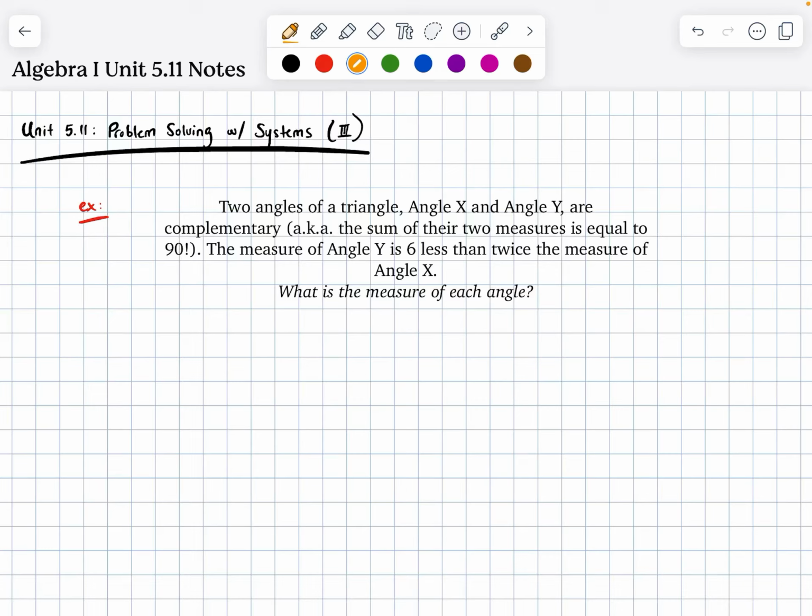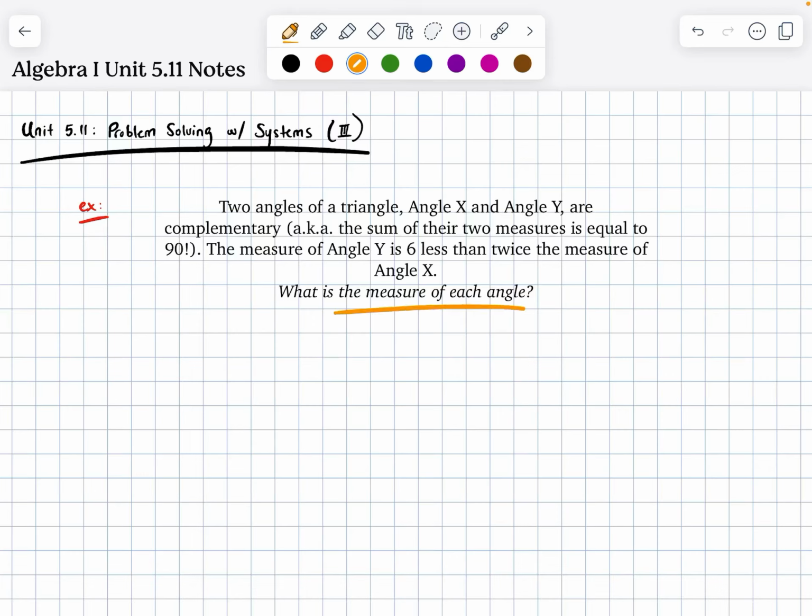Let's get into it. First up, two angles of a triangle, angle x and angle y, are complementary, meaning that the sum of their two measures is equal to 90. The measure of angle y is also 6 less than twice the measure of angle x. We want to find the measures of each angle. So I don't particularly need a diagram here. It turns out I've got all the information that I need without my pretty picture.